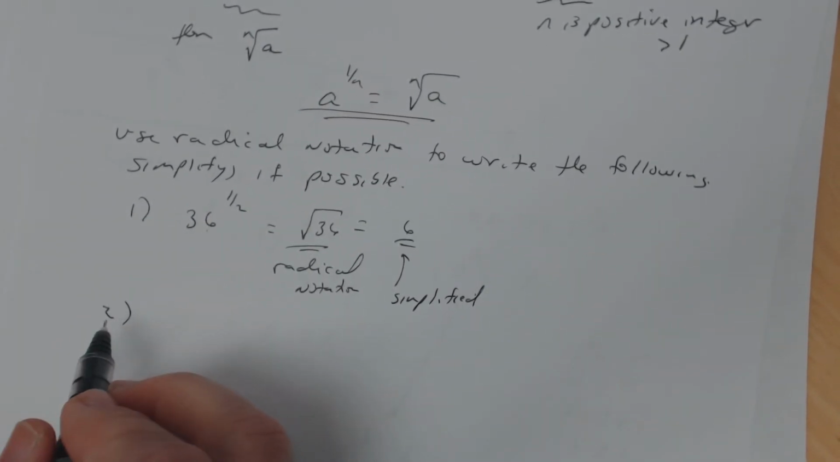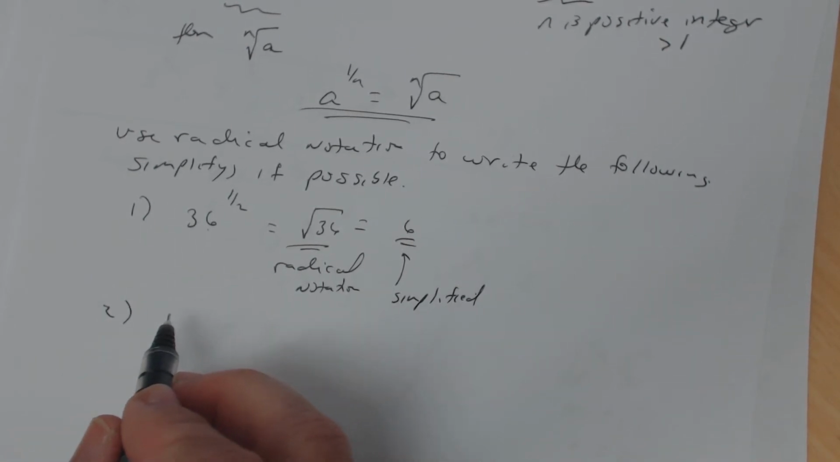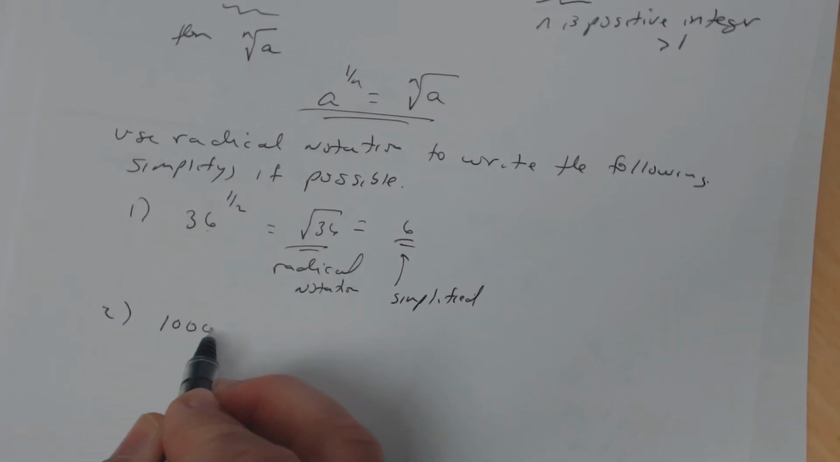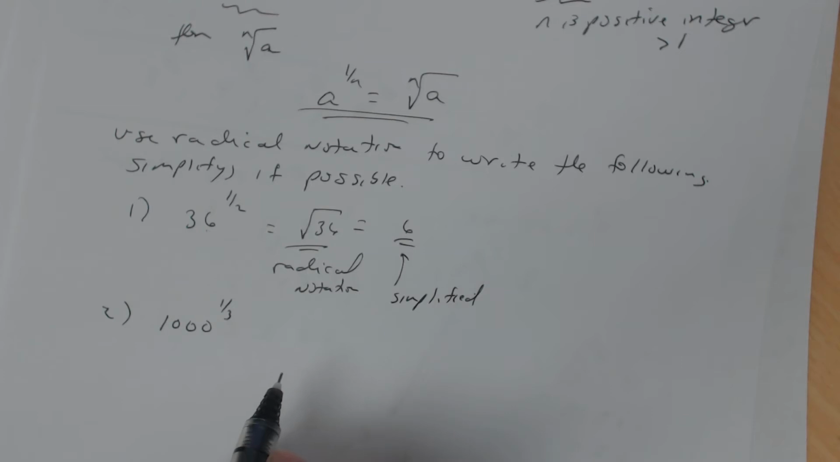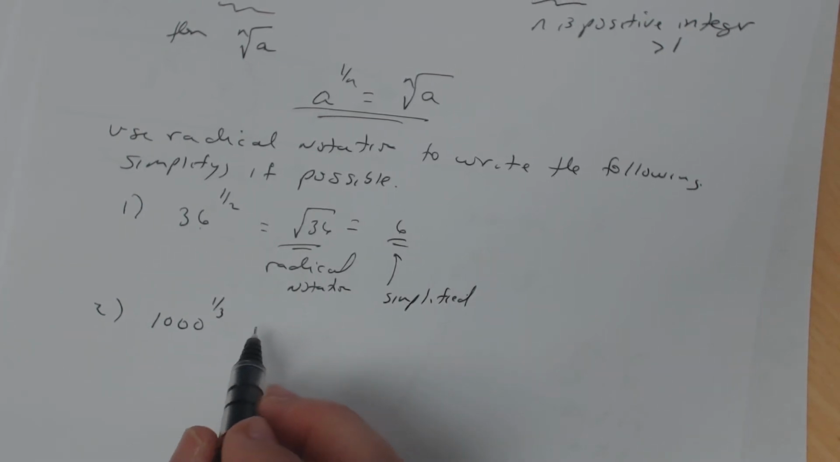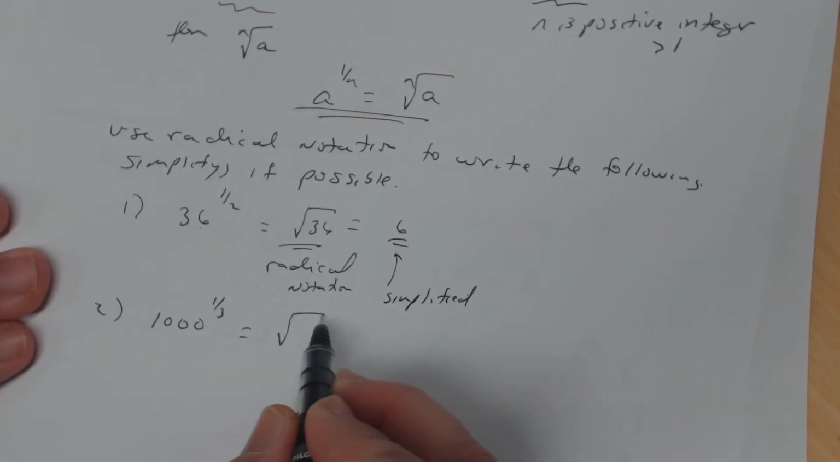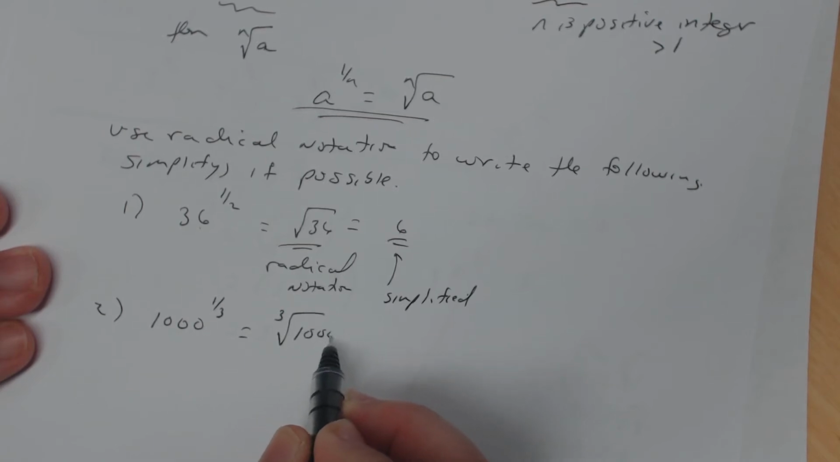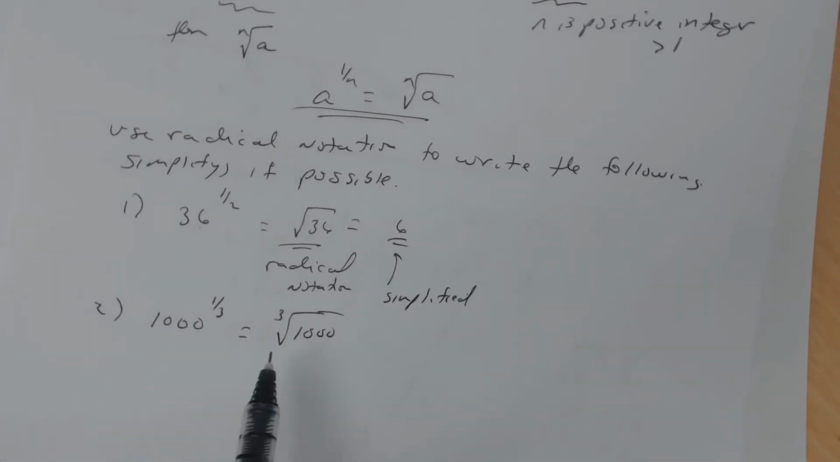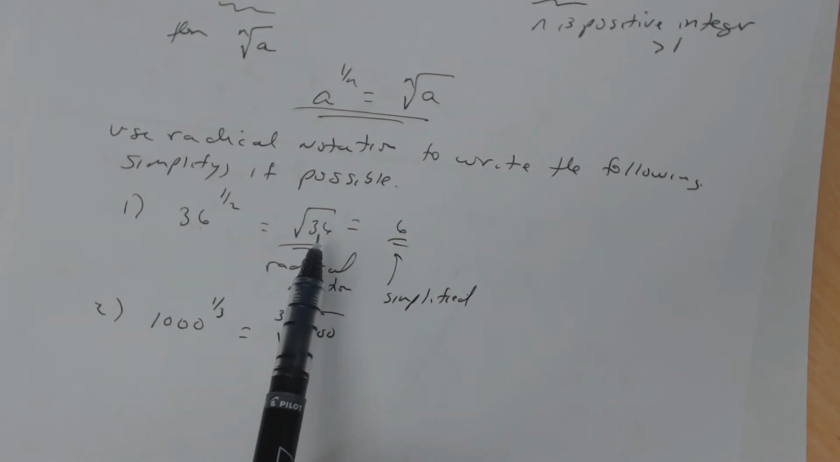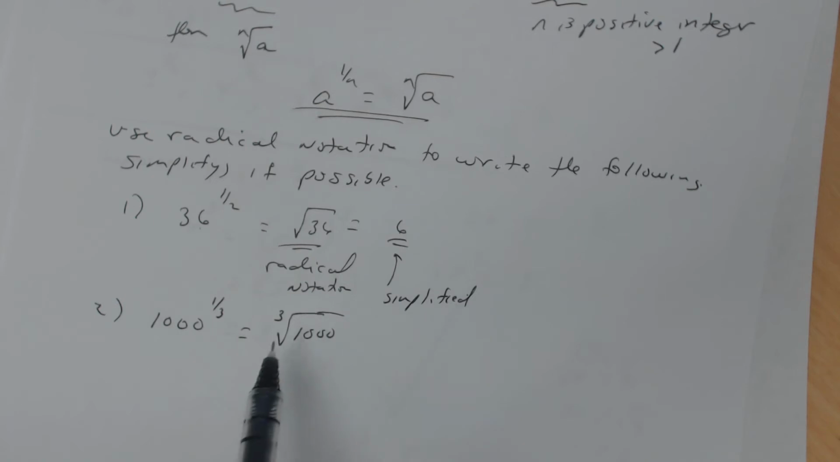All right, number 2. Suppose we had 1,000 to the 1/3. Well, that's going to be the cube root of 1,000. So what number times itself 3 times is 1,000 is what you're asked. Same thing here: what number times itself 2 times is 36? Well, 6 times 6. So the answer is 6.